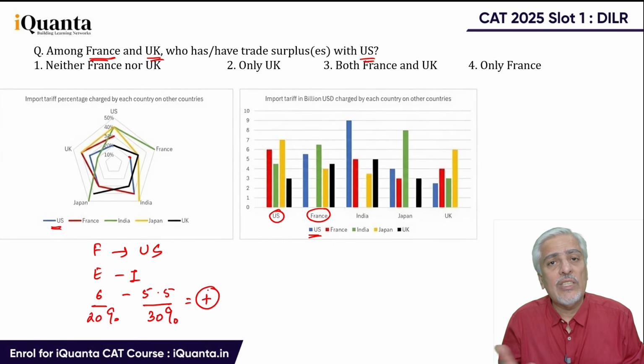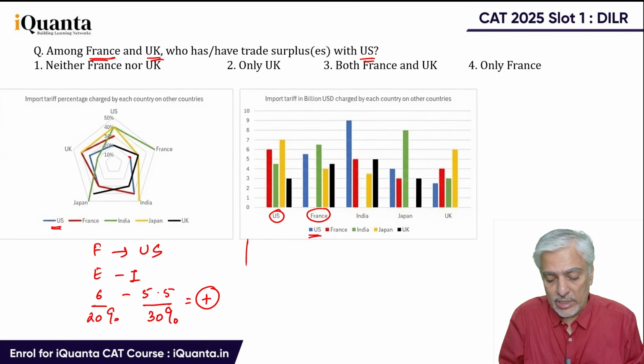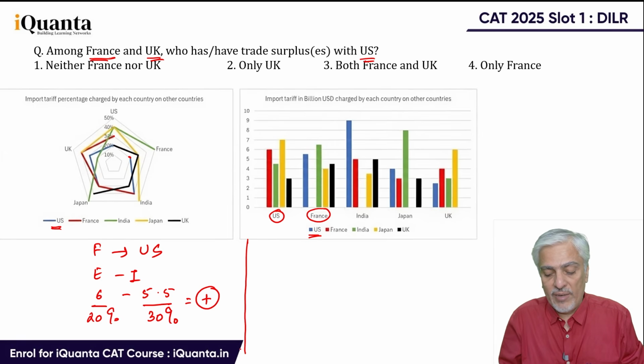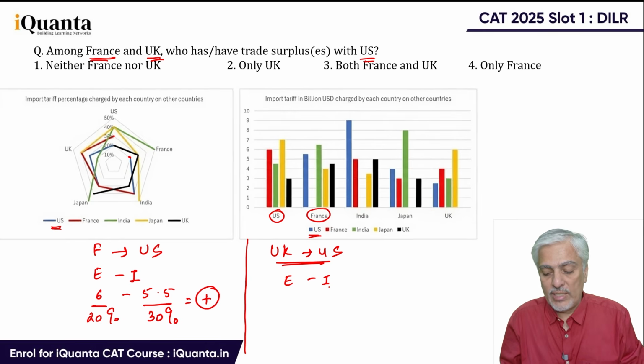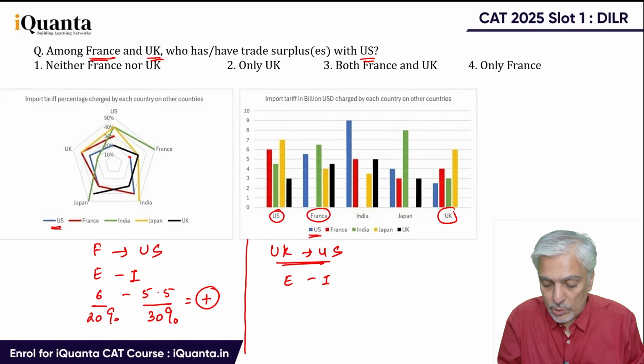How much positive? So we are not even worried about that. We just want to know whether it is positive or negative. Next, if I now look for UK with US, same way, export minus import. Suppose I start with UK first. So I'll start with UK.